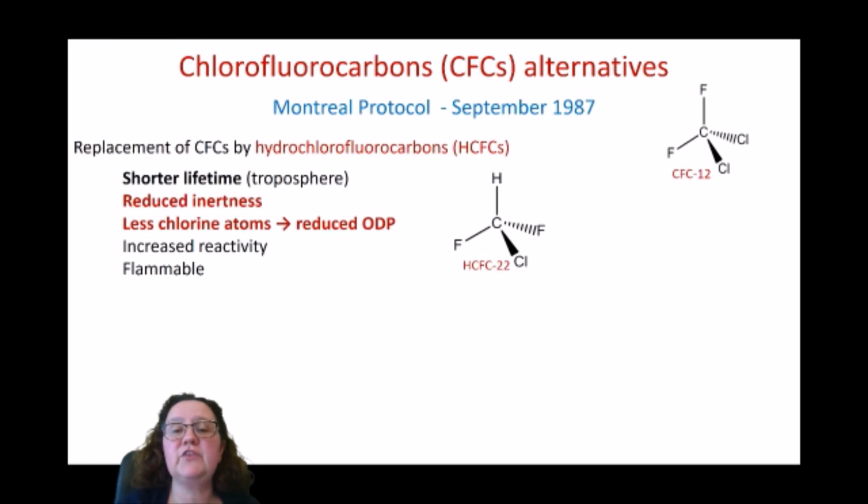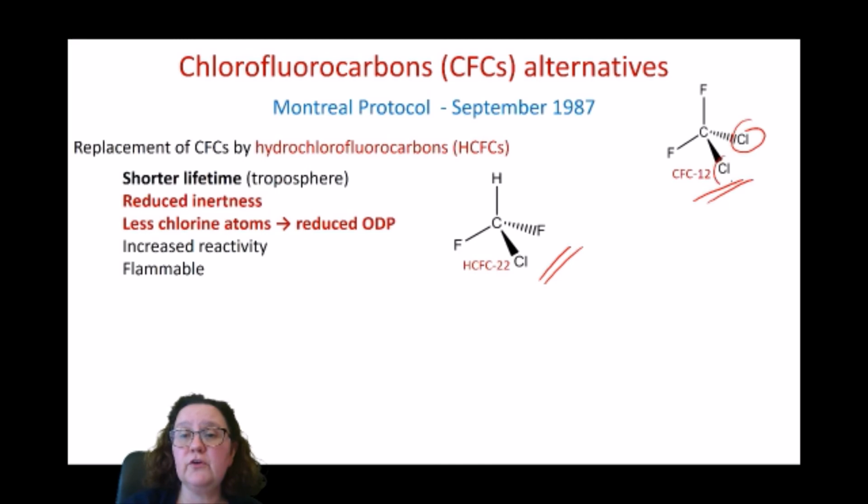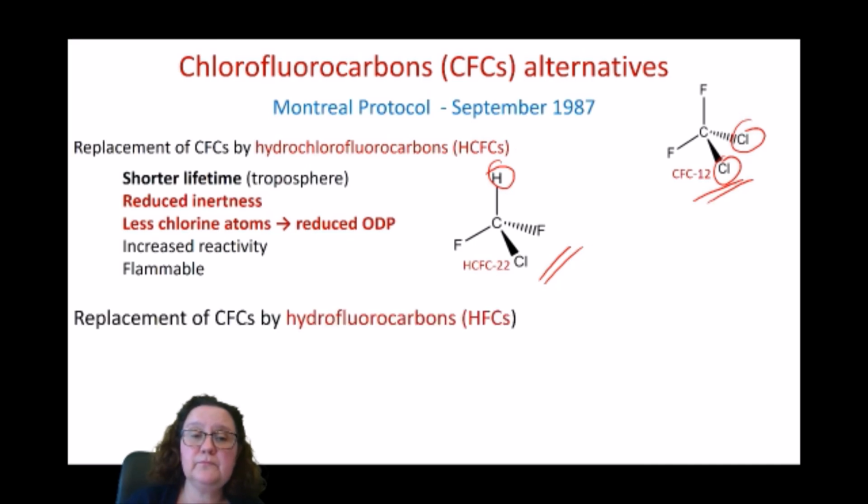We've got here an example of HCFC22 and the structure of HCFC22 compared to the structure of CFC12. So as you can see, the difference is it has the same number of fluorine atoms too, but it only has 1 chlorine atom instead of 2. The other position is occupied by a hydrogen.